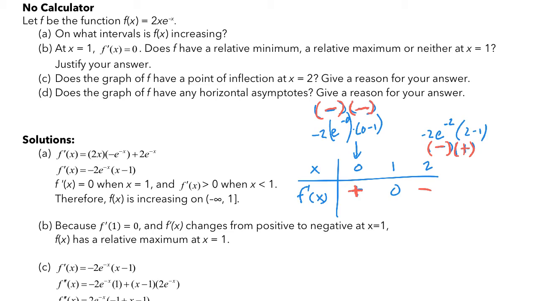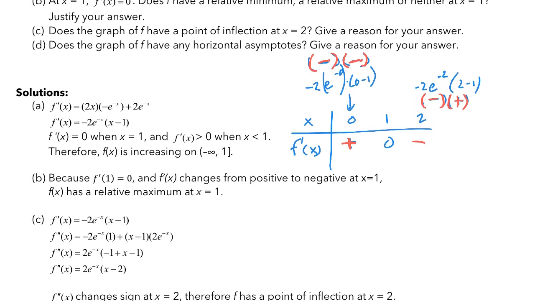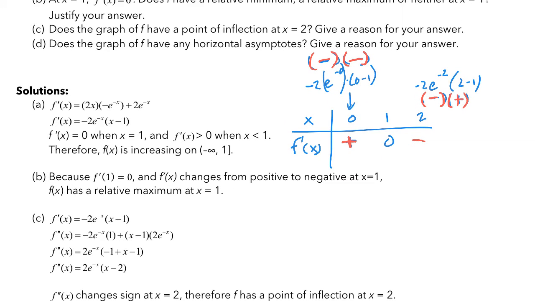Is there a point of inflection? So now I need to see the second derivative and plug in 2 and do two things, right? Is it 0 there? Is the second derivative 0? And does the second derivative change sign? And so we go back and we look at the second derivative. So we just do product rule and then just a basic one.